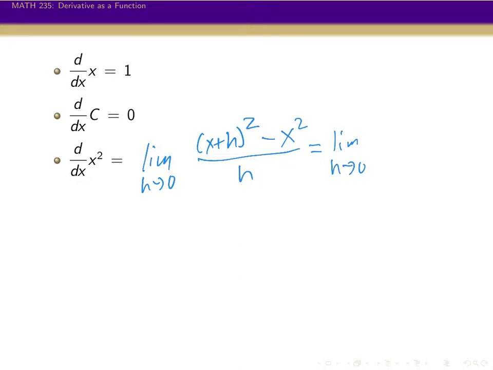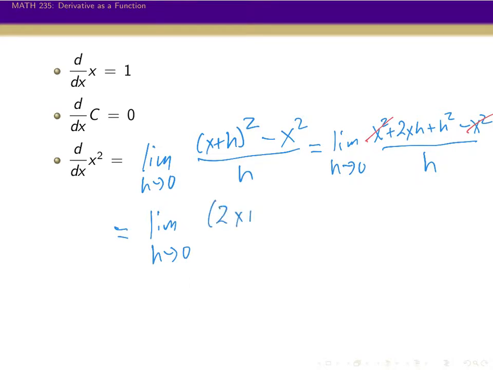So if I expand out x plus h squared, I get x squared plus 2xh plus h squared, minus x squared on top, all over h. And the x squareds cancel themselves off. And then I can pull out an h on the top, have 2x plus h times h. 2x plus h times h would give me 2xh plus h squared. And then dividing by h, those h's get canceled.